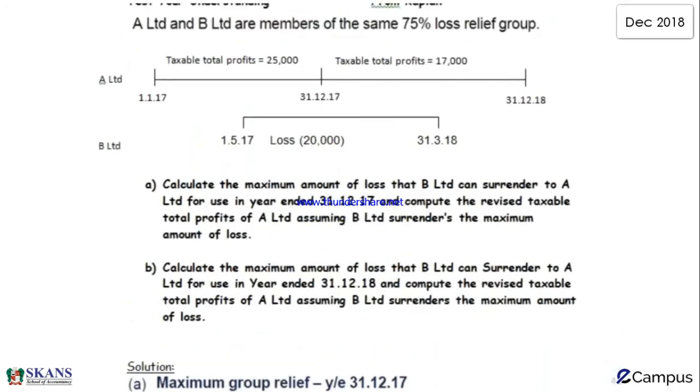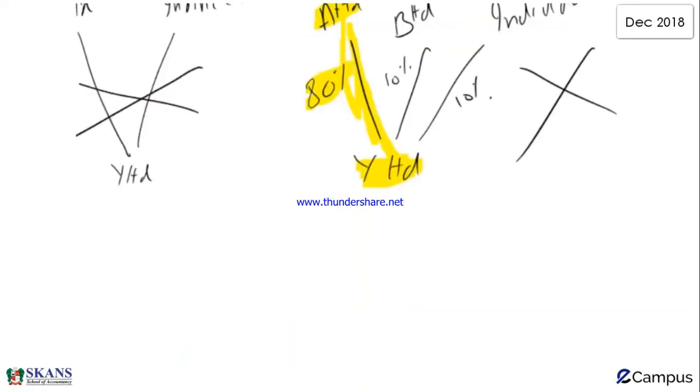Now here is an example: A Limited and B Limited are members of a 75% loss relief group, and these are their accounting profits. So we were saying that we do not have any consortia over it, and all of the loss of Y belongs to A and A belongs to Y, and B wouldn't be of any use in this construction.